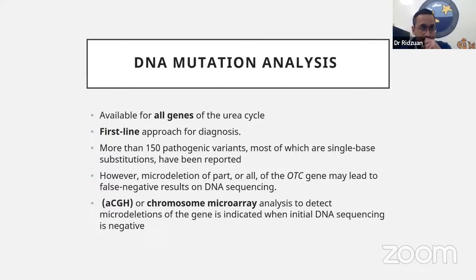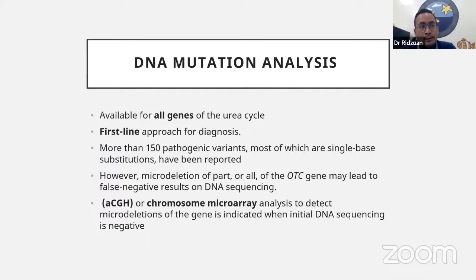DNA sequencing-based mutation testing is clinically available for all genes of the urea cycle and increasingly used as the first-line approach for diagnosis. DNA testing for OTC deficiency should be considered because OTC deficiency is the most common of the urea cycle disorders. More than 150 pathogenic variants, most of them single base substitutions, have been reported.